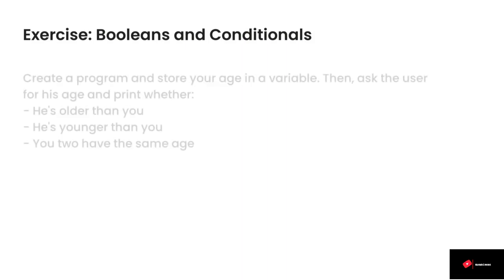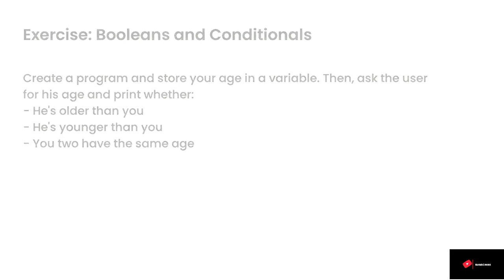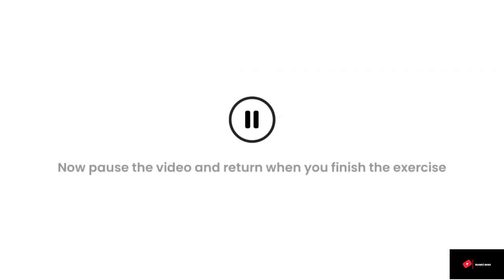Let's do an exercise about Booleans and a little bit about conditionals we just learned in the previous lesson. Create a program and store your age in a variable. Then ask the user for his age and print whether he's older than you, he's younger than you, or you two have the same age. So good luck and come back here when you finish the exercise.